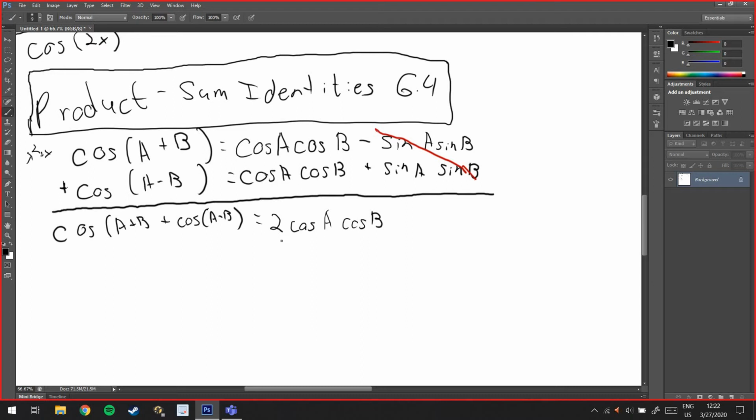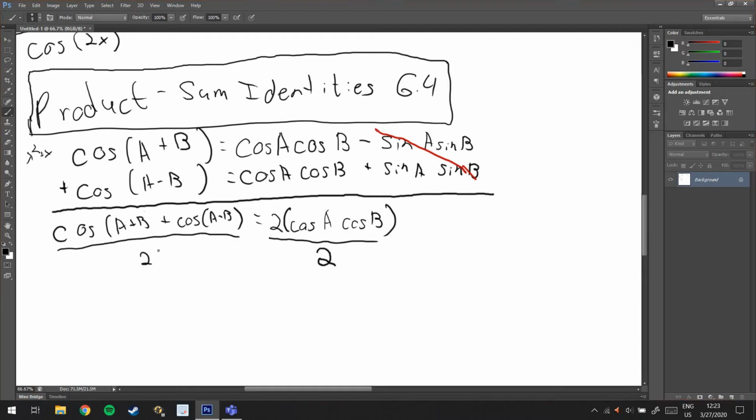Isn't it 2 cosine? Oh, never mind. Yeah, we got that. Sorry. I forgot that the 2 applied to both of them. To both, yeah. I'll put this in parentheses. I gotcha. So then we divide by 2 on both sides. Oh, I missed a parenthesis over here. Oof.